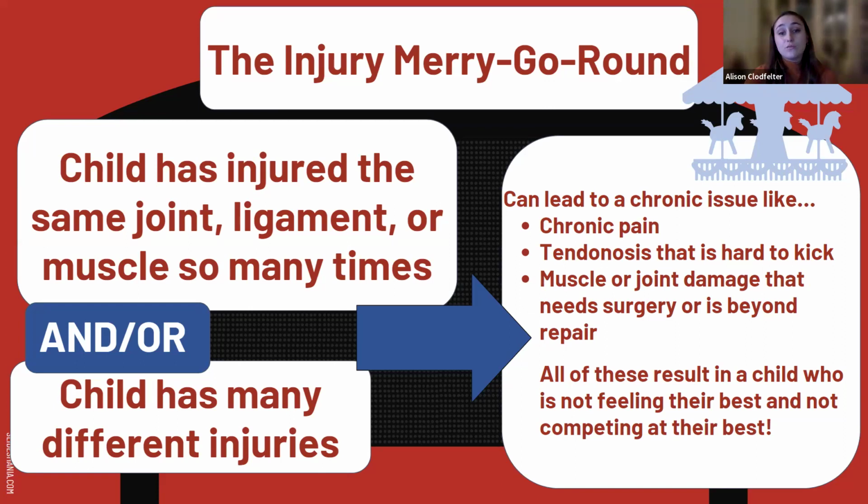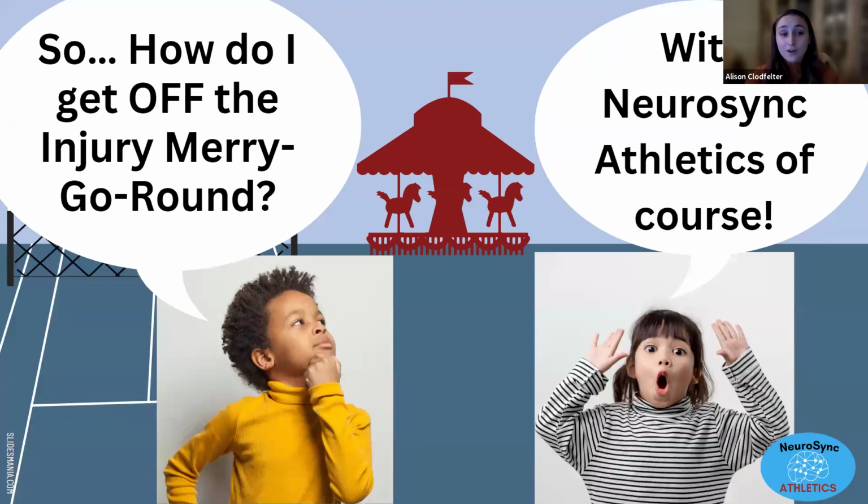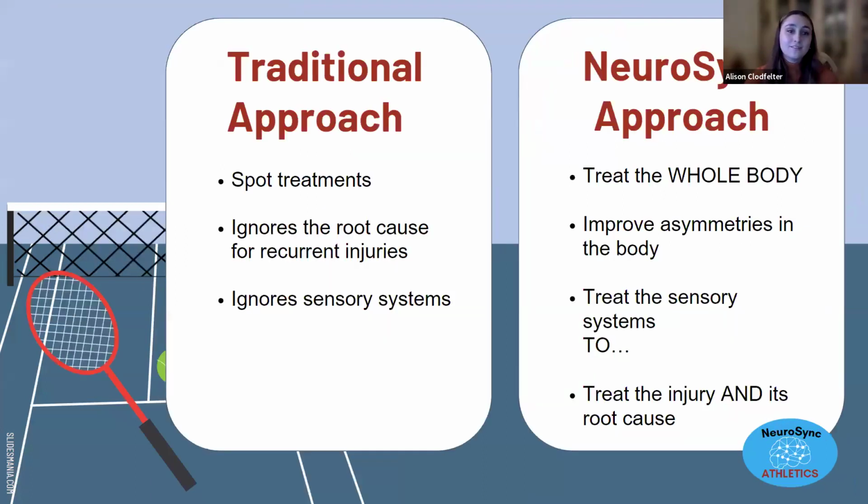And all of these result in a child who is both not feeling their best and not competing at their best, or potentially not competing at all if their injury is severe enough. So, how do we get off the injury merry-go-round? With Neurosync Athletics, of course.